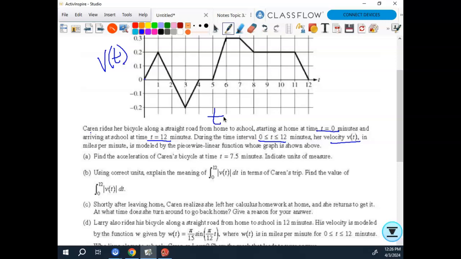So if she's starting here, her velocity is increasing, then her velocity is decreasing. What is happening right here?